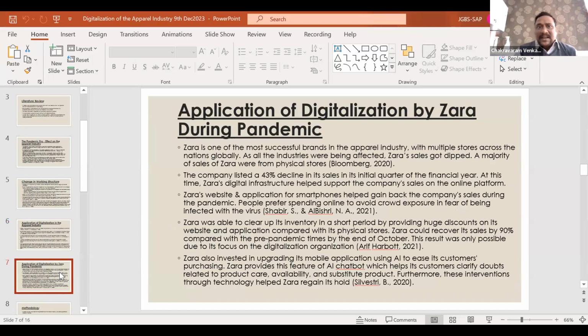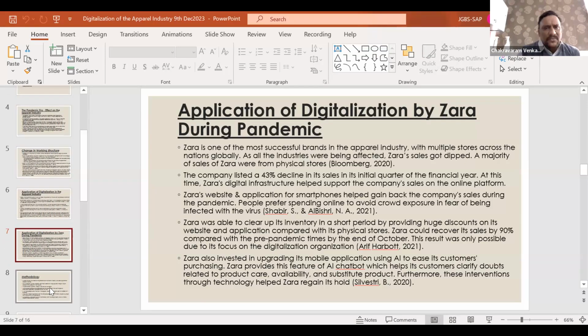Application of digitalization by Zara. We took one case study, the Zara industry, which is famous and well known in the apparel industry. Zara is one of the most successful brands in the apparel industry, with multiple stores across nations globally. As all industries were being affected, Zara's sales dipped. A majority of Zara's sales were from physical stores, and Zara was able to clear its inventory in a short period by providing huge discounts on its website and application compared with its physical stores. Zara could recover its sales to 90% of pre-pandemic levels by the end of October. This result was only possible due to its focus on the digitalization of the organization. So Zara immediately clicked by adopting the digitalization process in their sales and promotional process. That's why they clicked, but of course they also faced some problems.